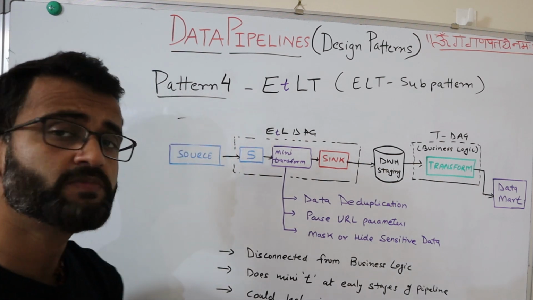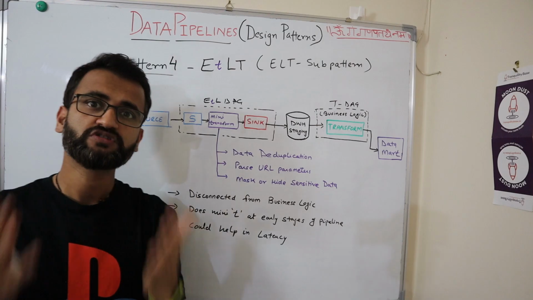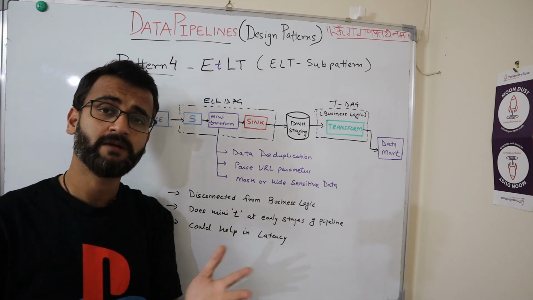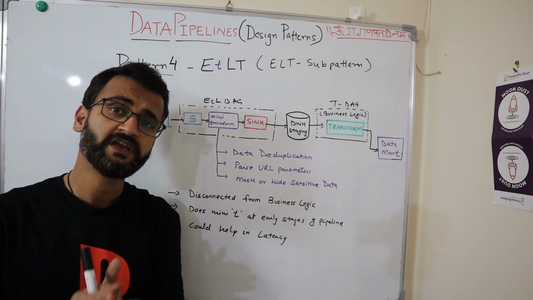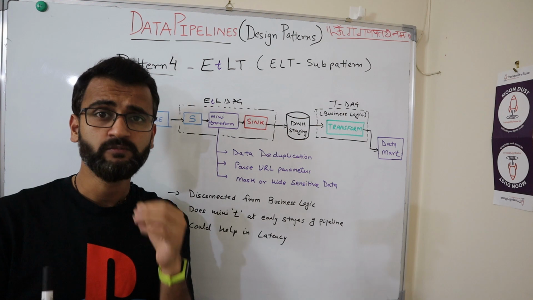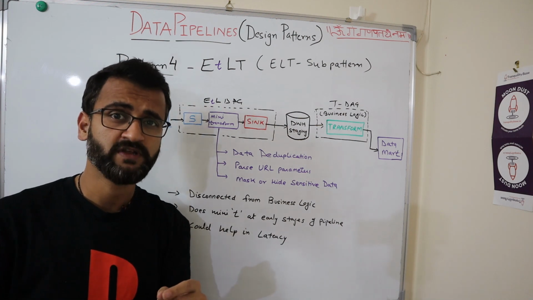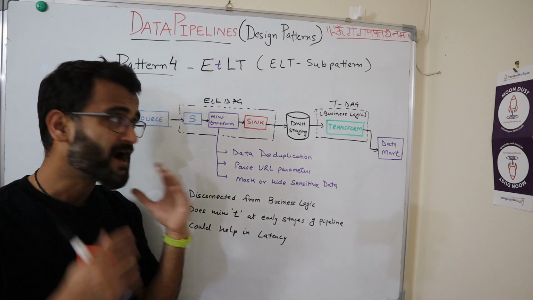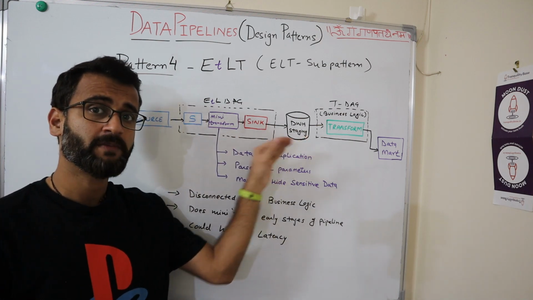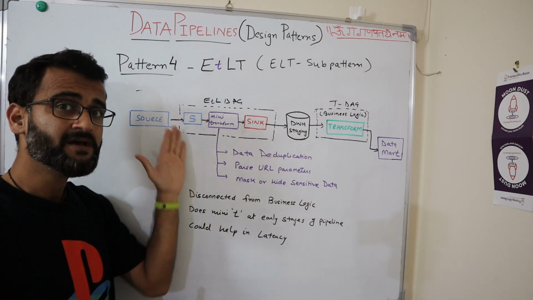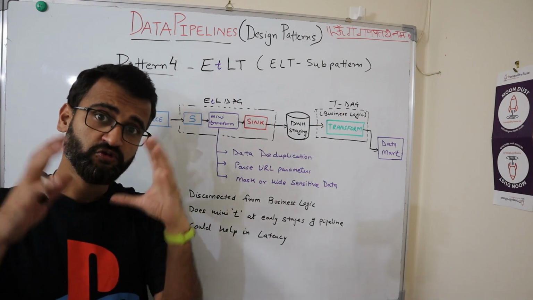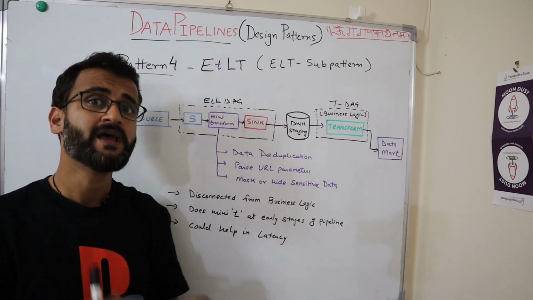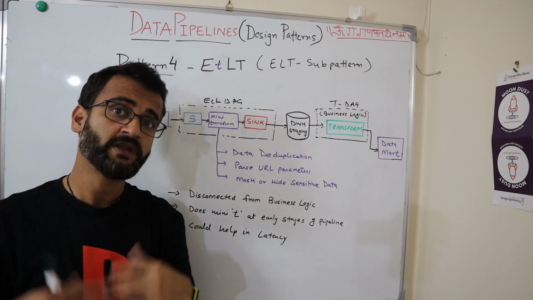For example, data deduplication. Suppose from the source you have multiple copies of similar data coming. Data deduplication is a technique where you remove these excessive duplicate copies of the data. And if you do it right here, you will avoid garbage going ahead in your data pipeline. You are reducing the volume of the data flowing ahead in the pipeline, and you are also performing data deduplication.